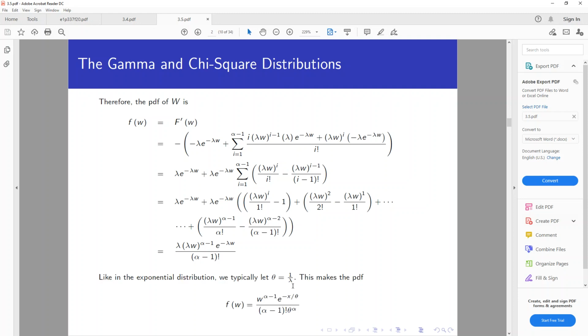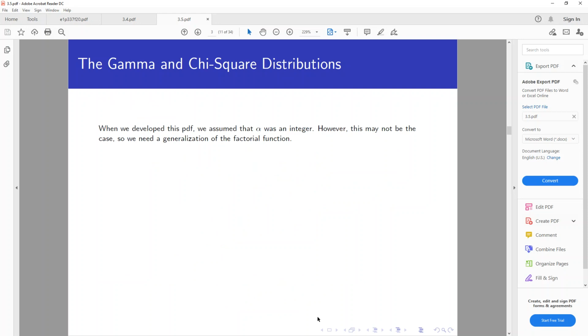Now again, just like what we did for the exponential distribution, we're going to let theta equal 1 over lambda. This makes your PDF equal to this. My goodness, I keep making typos. This should be a w, not an x. So the way I have it written with w here. So it's w to the alpha minus 1, e to the minus w over theta, over alpha minus 1 factorial, theta to the alpha.